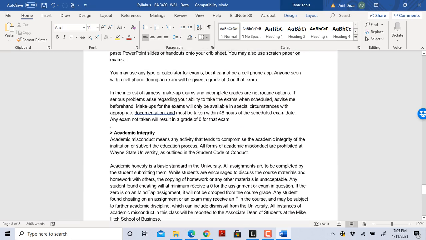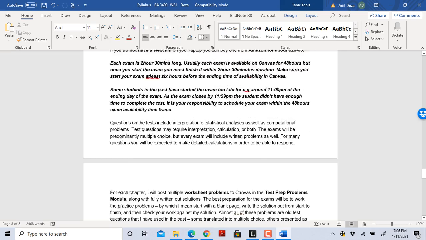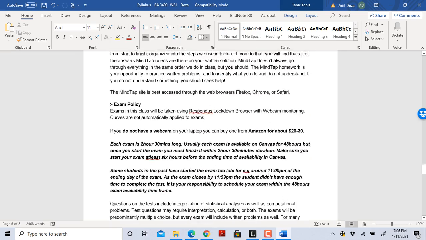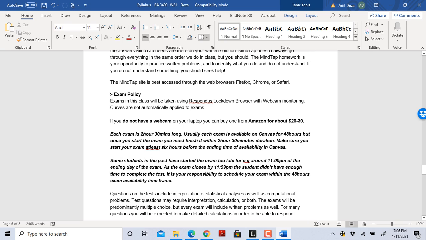So yeah, academic integrity. Before that, let's talk about the exam policy. Okay, so as I have said, you have to install the lockdown browser and the responders monitor, both of the softwares.